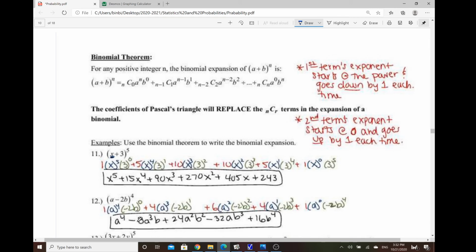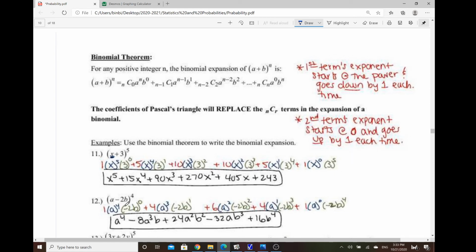So the coefficients of the Pascal triangle, we replace with n choose r for the terms in the expansion of the binomial. So for example, x plus 3 quantity to the power of 5. Using the Pascal triangle, we get 1, 5, 10, 10, 5, 1 for the coefficients. So we start with the highest power, x to the power of 5, 3 to the power of 0, and then the next term here, you lower x by 1 degree and increase the power of 3, so 3 to the first power. And then for the rest of the terms, same kind of pattern. Decrease the power of x by 1 and increase the power of the base 3 by 1, and so on and so forth.